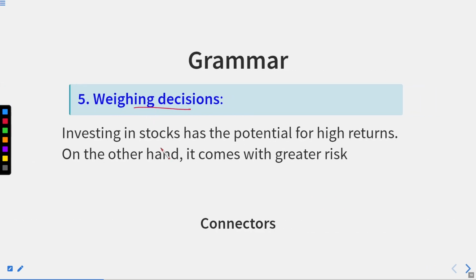Weighing decisions. Whatever decisions that we take, we are just going to weigh them. It means whether our decision is right or wrong. So this is the part where we can use "on the other hand." For example, if you are going to buy a car, you will see two options or several other options. If you are stuck between the two options, you just see the benefits of this one or that one. So you are weighing your decision, whether this thing is suitable or that thing is suitable.